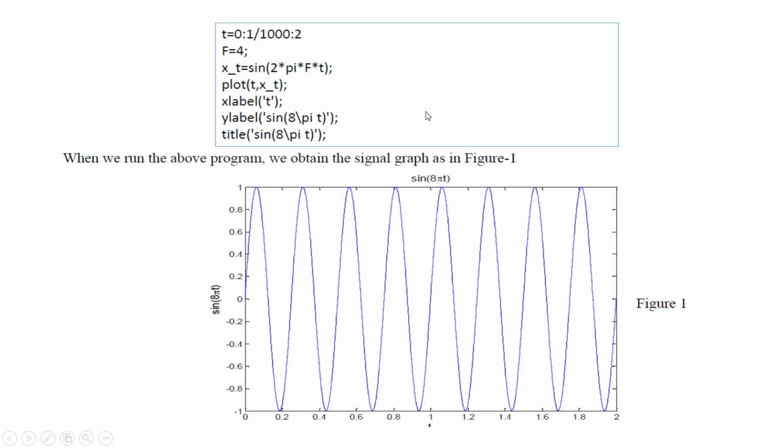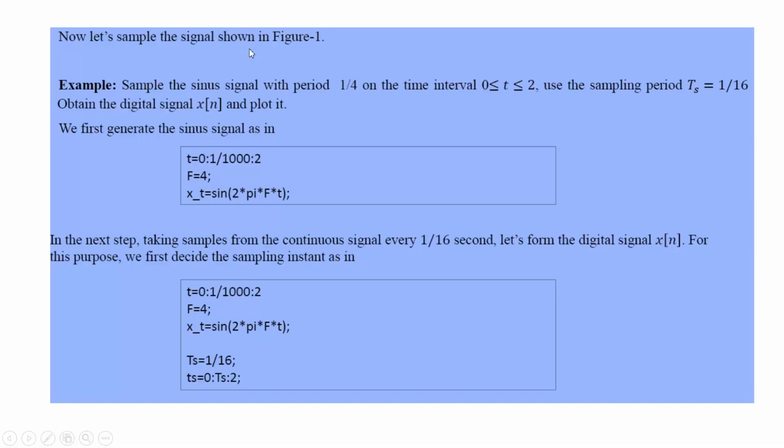So this is the sine drawing of the sine wave using Matlab. Now we have to sample this sine wave. So exactly the same specifications are given. We need to sample the sine wave with a period of 1 by 16 and obtain the digital signal and plot it. Let's see how to do this. So this is the sine wave generation.